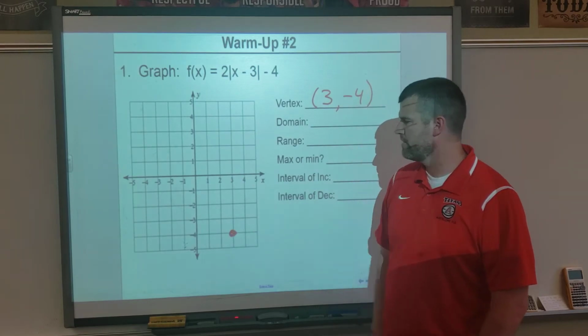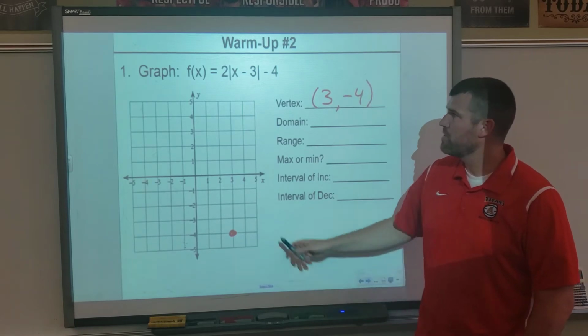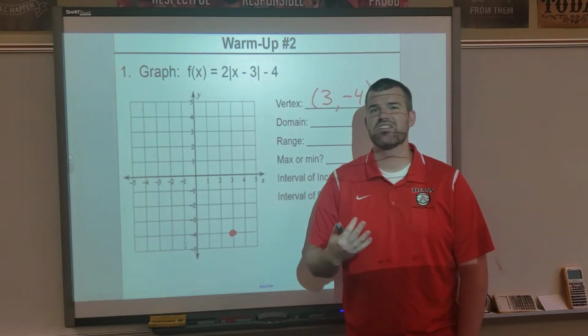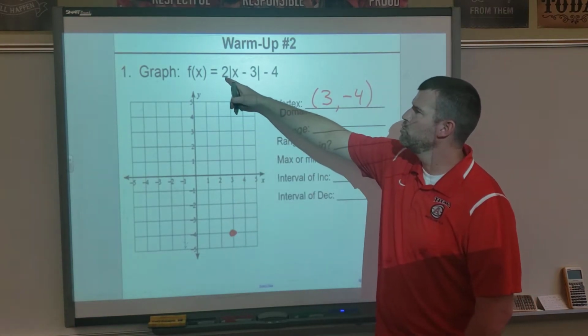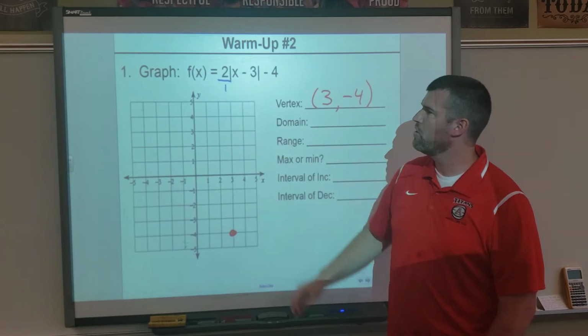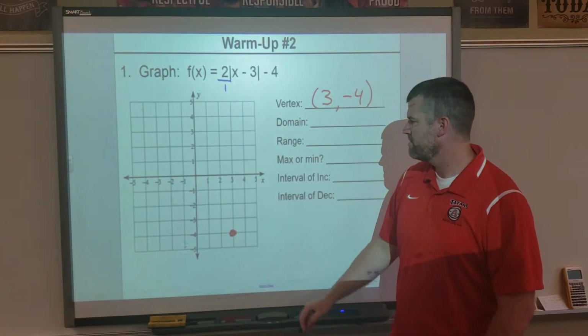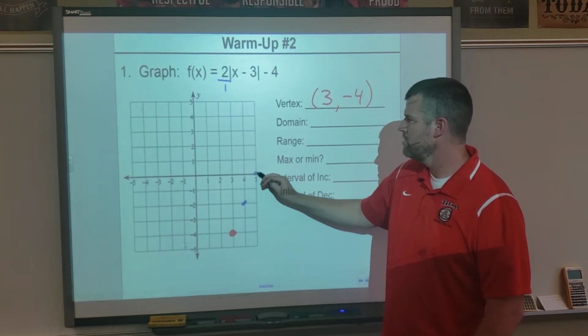That is my vertex. The next thing that I have to look at is whether or not my graph should open up or down, and how steep should it be? What will the slope be of the right side of the graph? So the 2 tells me that I'm going to go up 2 over 1 from the vertex. So I'm going to go up 2 over 1, up 2 over 1.